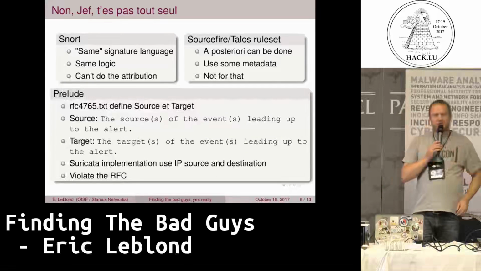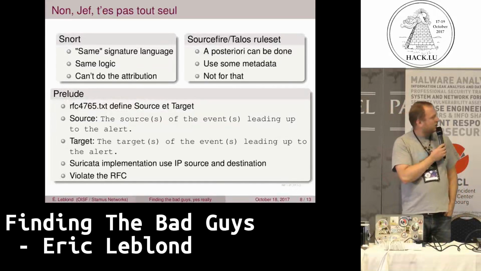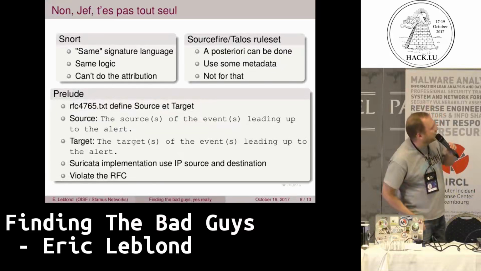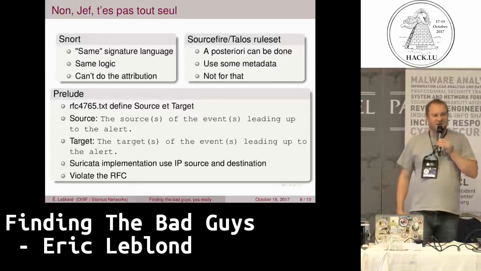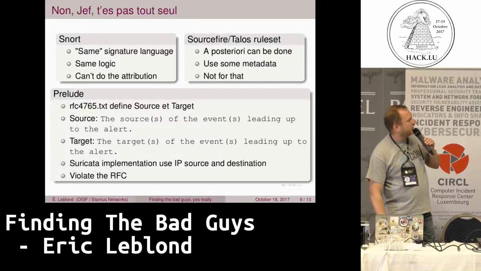Then Prelude, I don't know if you know it. It's IDMEF. It defines source and target, but as you can see, the definition is quite fun because the source definition is the source of the event. Okay, that's quite useful. And the implementation of Prelude is wrong. It violates the RFC, so that's bad.